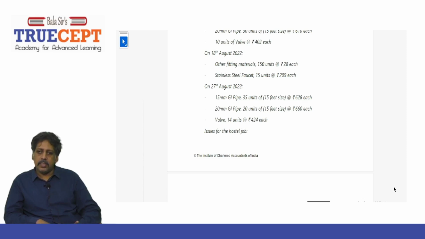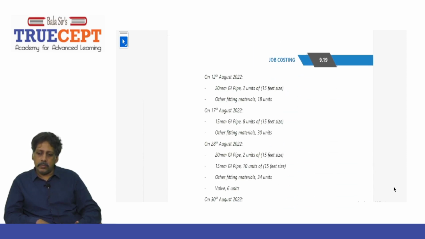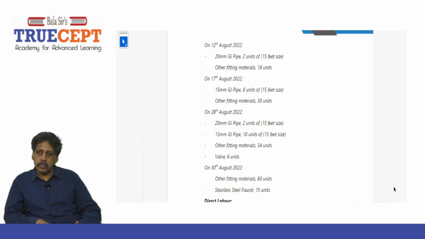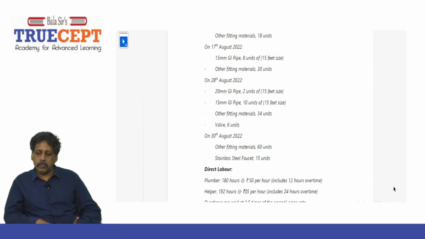Then issues for the hostel job are also given. On 12th August, 20 mm pipe is issued, 2 units. Other fitting materials, 18 units. On 17th August, 15 mm pipe, 8 units. Other fitting materials, 30 units. Then on 28th August, 20 mm pipe, 2 units, 15 mm pipe, 10 units, other fitting material 34 units, and valve 6 units.